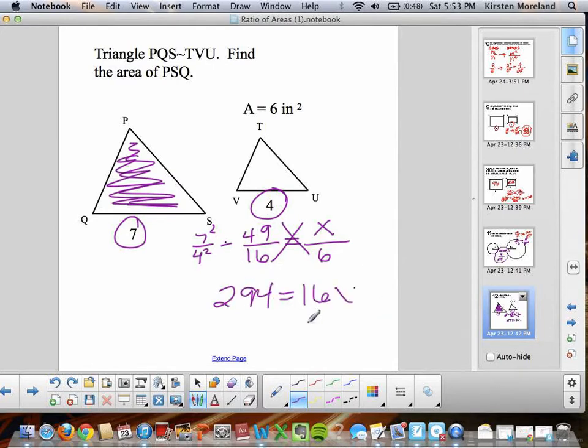equals 16x. Go ahead and divide by 16. So I'm going to get the area of the bigger one to be 18.375. Oops, that's a decimal point. So go ahead and check. Does it make sense that that big one is 18.375 inches squared? I hope it does.